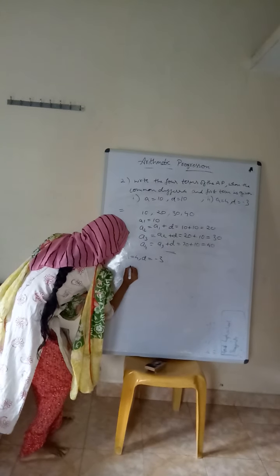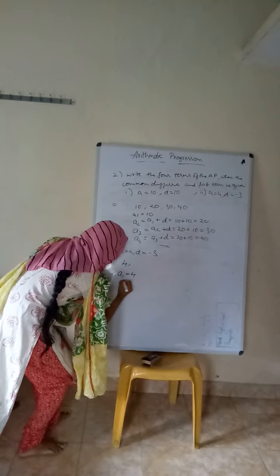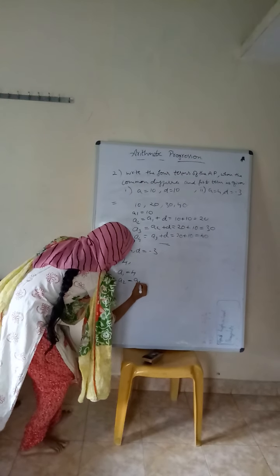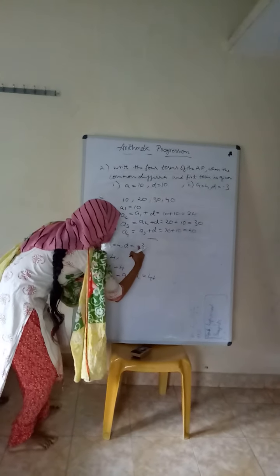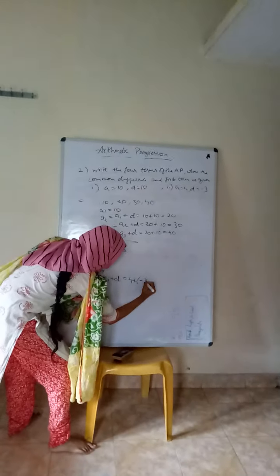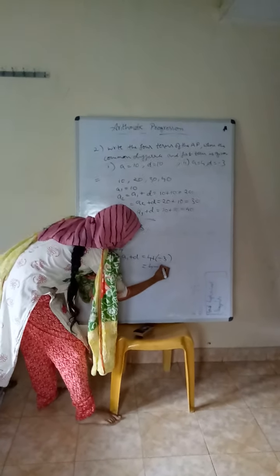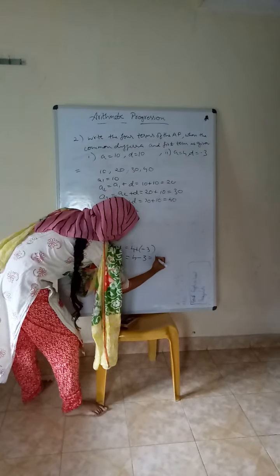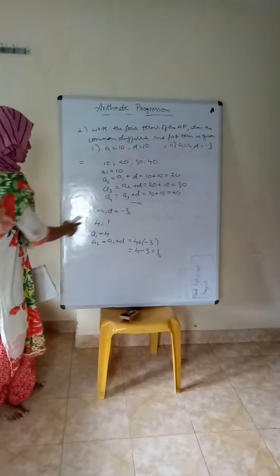So first term is 4. Then what will be A1? A1 is equal to 4. Then A2 is what? A1 plus D. So A1 is 4 plus D is what? Minus 3. So what it becomes? 4 plus minus, minus, 4 minus 3 is 1. So the next term is 1.